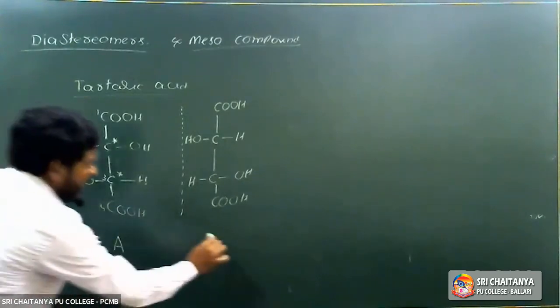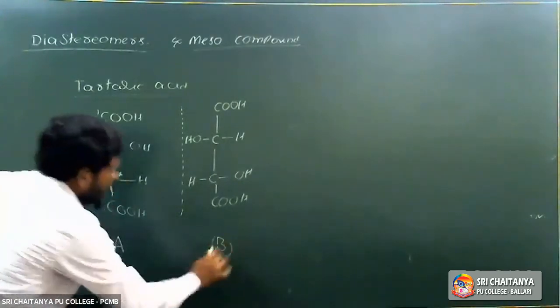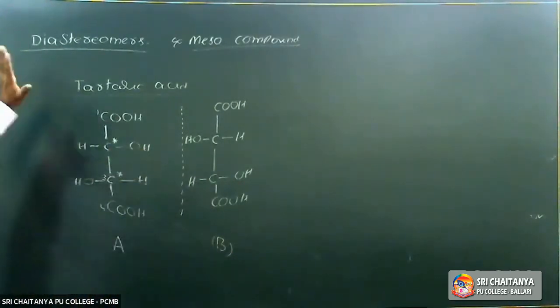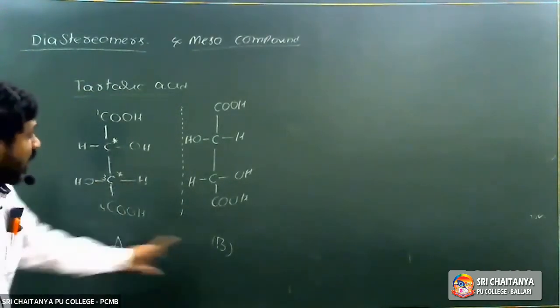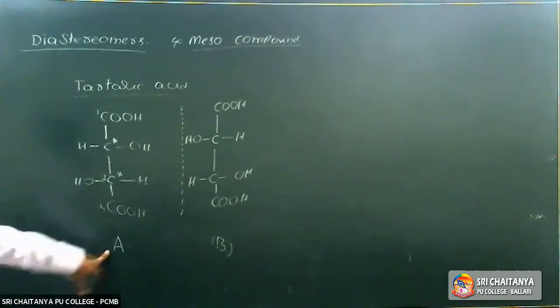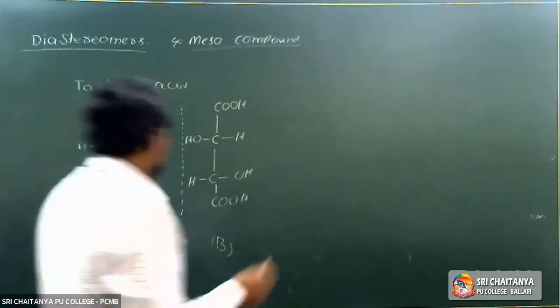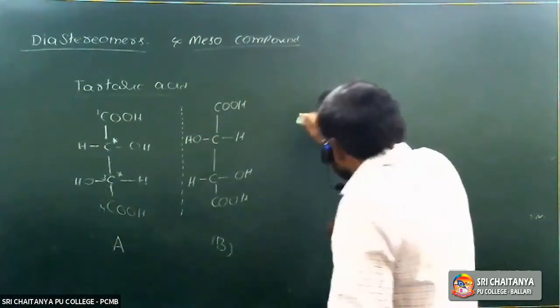Okay, so it is A. It is B. These two are mirror images. So A and B are enantiomers. The next one, take another possibility.